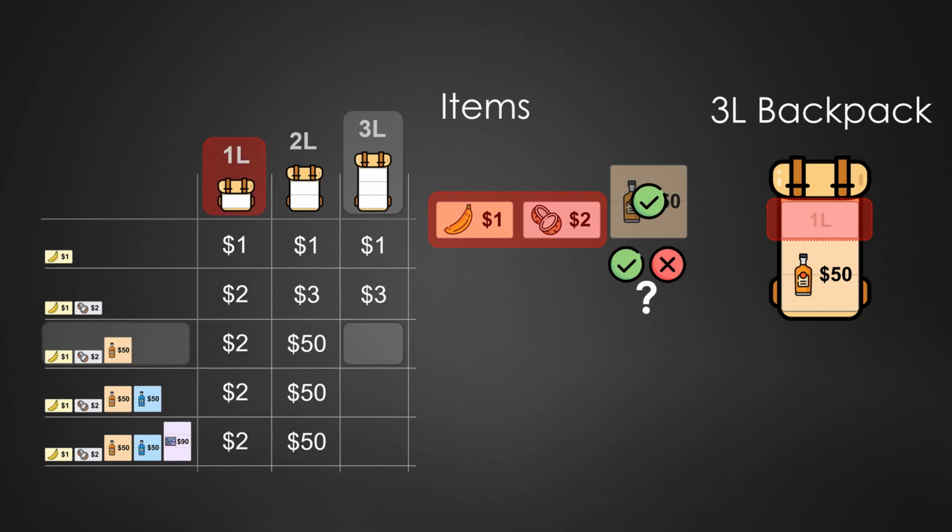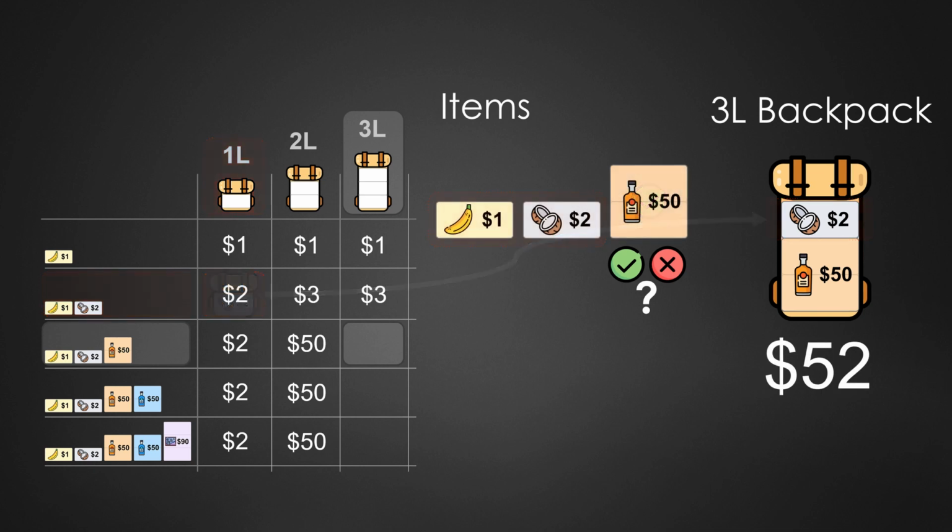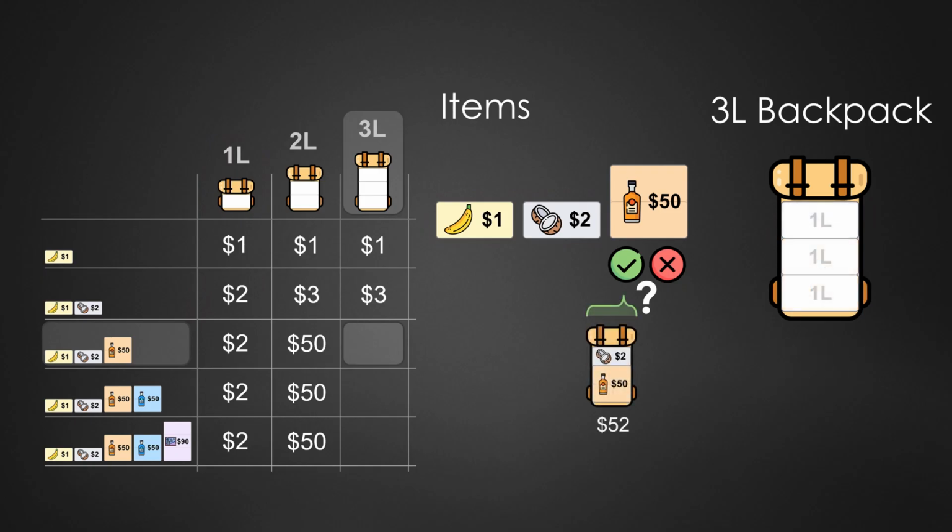We already know that for a 1 liter backpack with the banana and coconut as possible items, the solution was $2 when picking the coconut. So using this previous result, we can calculate the total value in our backpack. $2 from the coconut plus $50 from the whiskey bottle, giving us a total of $52. Let's keep track of this total value for the case where we pick the whiskey bottle.